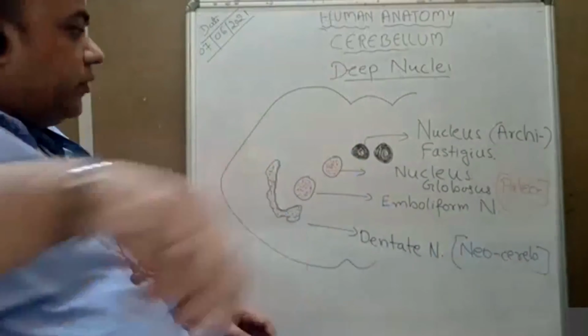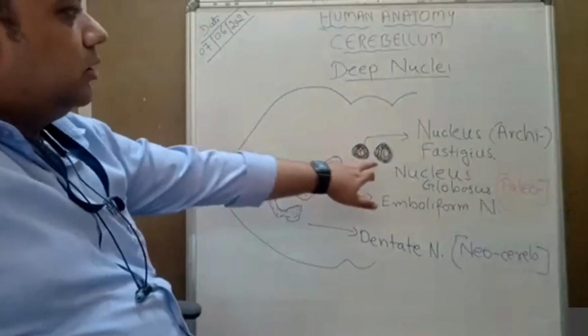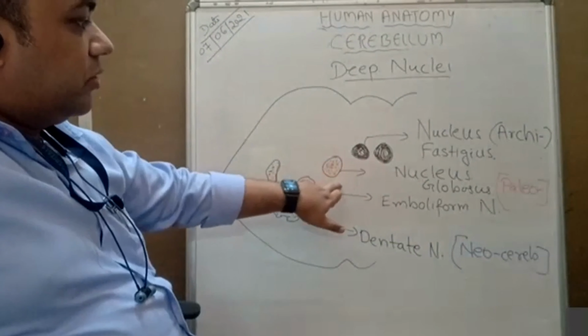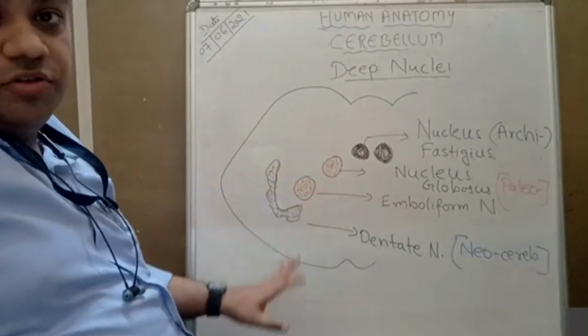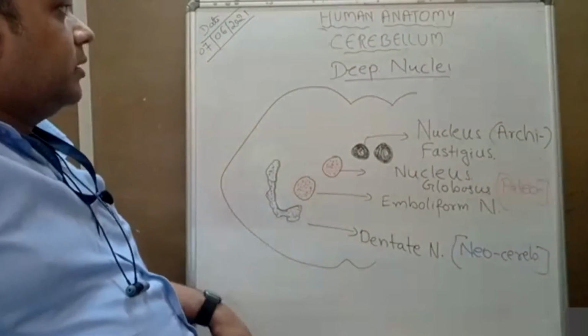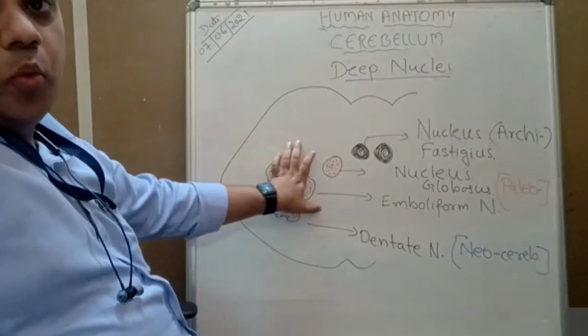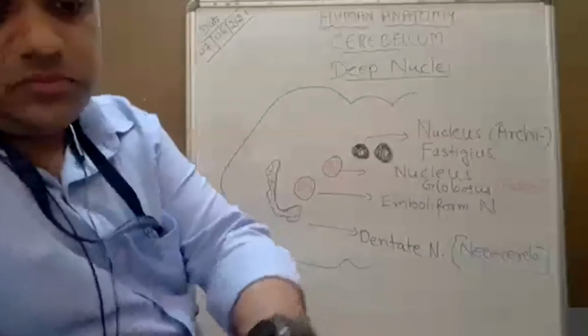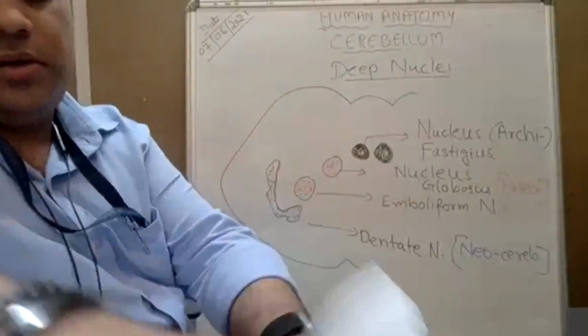Simple. So from medial to lateral: fastigial nucleus, nucleus globosus, emboliform, and dentate nucleus. These are the different deep nuclei of the cerebellum, embedded in the white matter of the cerebellum. Fine.